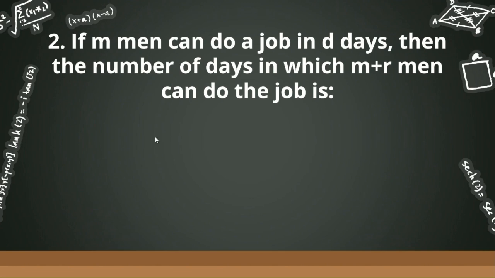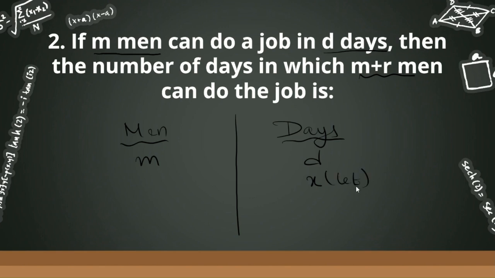Hence here we use a method like this. So here it is told if m men can do a job in d days. Let's take a column men and another column as days. Okay, so m men can do a job in d days. The second case tells then the number of days in which m plus r men can do the job. So here now the job is x. Here we have to find this one out. So let the number of days be x and m plus r men.